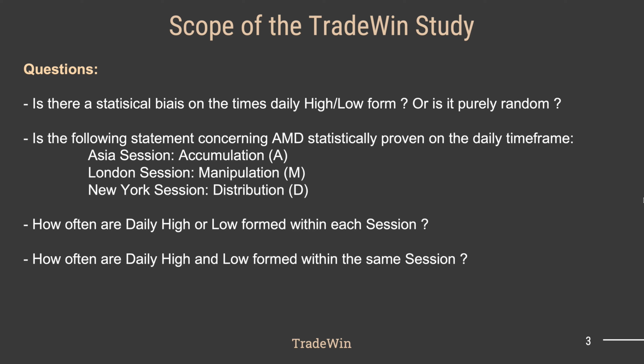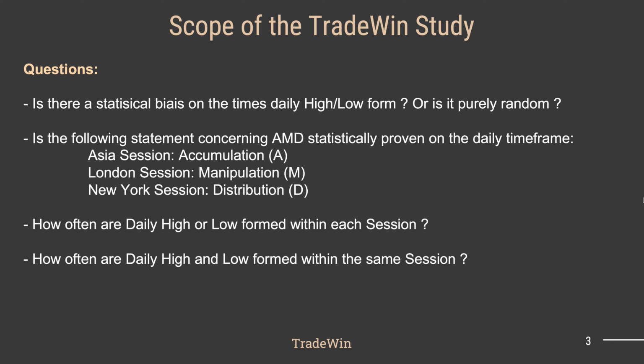If you're not familiar with the Power of 3 or AMD model, I recommend checking this on YouTube. There are plenty of videos explaining what AMD is. I wanted to check if it is true that we might see accumulation during the Asia session, manipulation during London, and then distribution during the New York session.